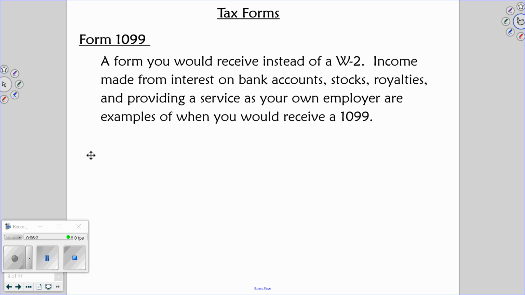For example, if you're somebody who babysits, you do babysitting in your home, that's a job that you have, you'd have a 1099 for that, because there's not an employer who's paying you.